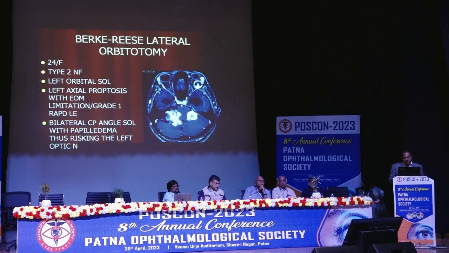And this is just one such example. This was a 24-year-old female with type 2 neurofibromatosis with a left orbital space occupying lesion. She was referred to me by a neurosurgery colleague. You can see that she has a nice globular swelling in the left orbit.